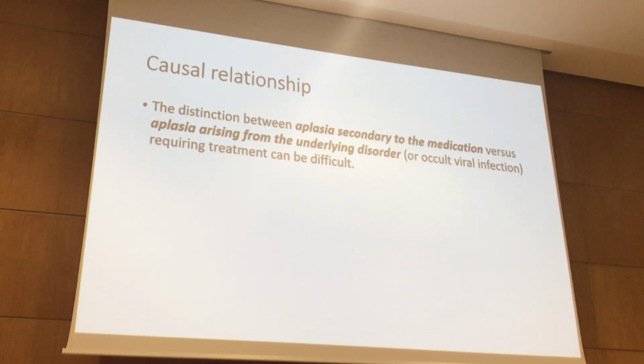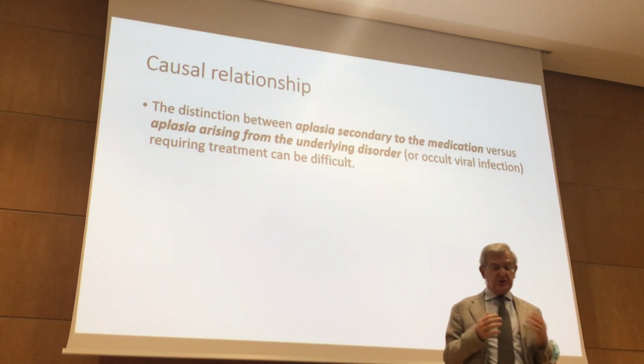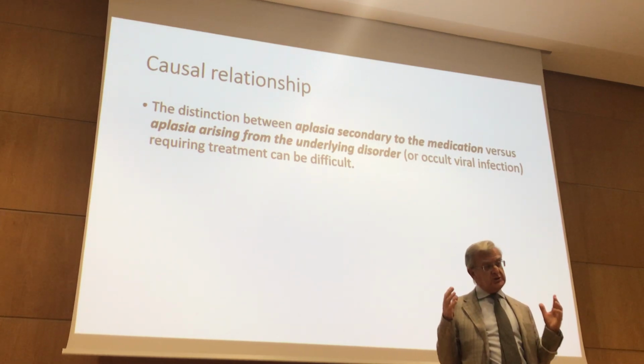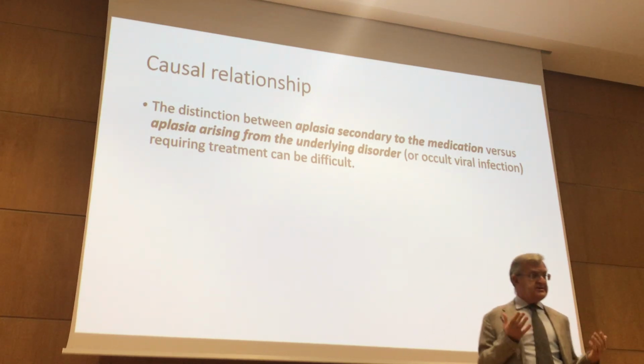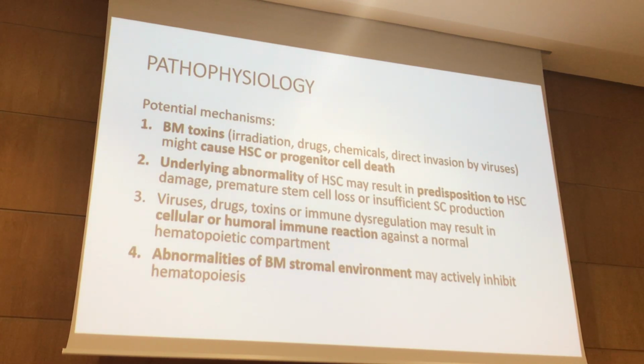Suppose a patient comes to you with some viral disorder and he has used any of the agents that I have mentioned. So could it be due to the drug that he has used, or is it due to the original infection that he's had? So what is the underlying cause? Is it the aplasia arising from the underlying disorder, or due to the medication used for the disorder? It may be confusing, so you should take a very detailed history in these cases.